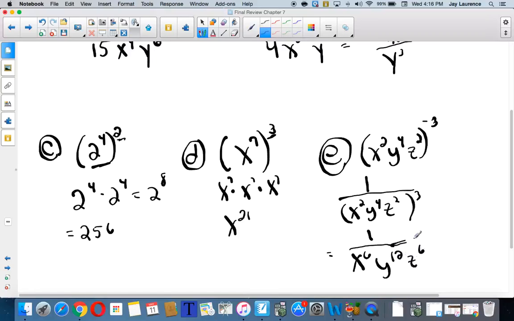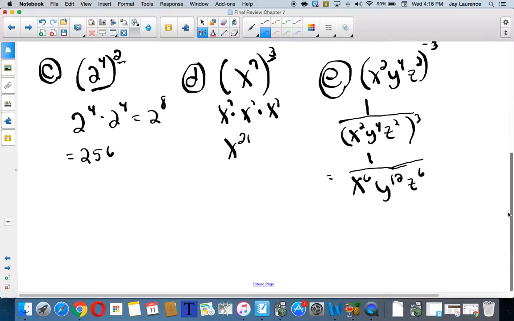Now, in case you didn't realize it, the shortcut for raising a power to a power is to multiply the powers. If I have x to the 15th raised to the 3rd, that does equal x to the 45th. When I'm just multiplying, I add the exponents. When I'm doing a power raised to a power, I multiply the exponents.